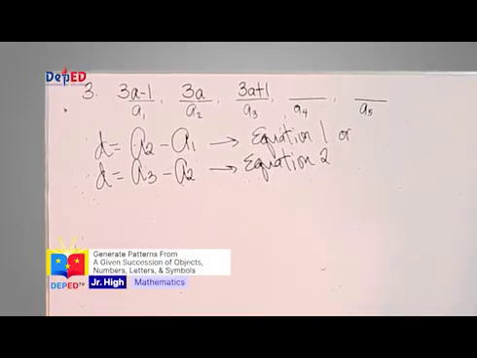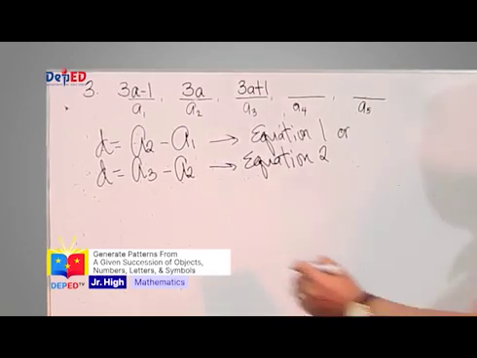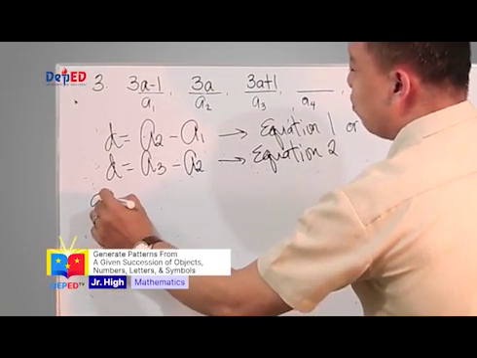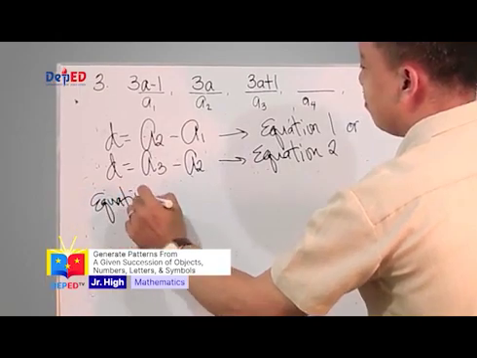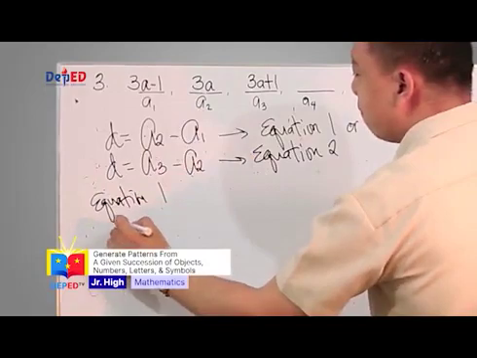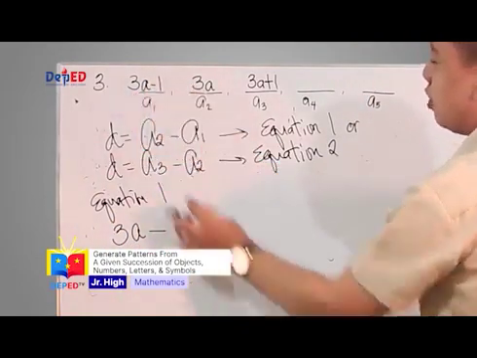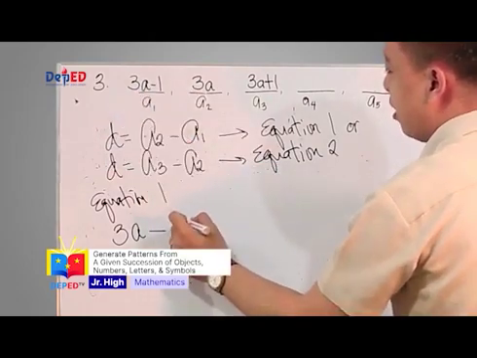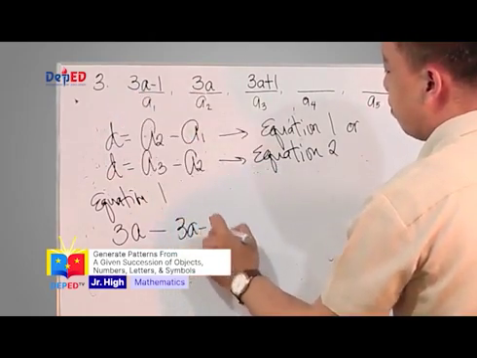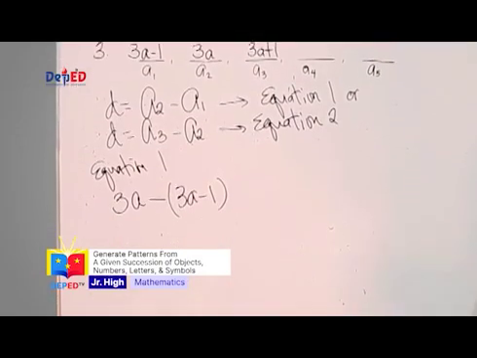If we use equation 1 and substitute the given, we will have, for equation 1, that's a sub 2, which is 3a, minus the first term, or a sub 1, that is 3a minus 1. So, what do you think is the common difference? Let's solve.